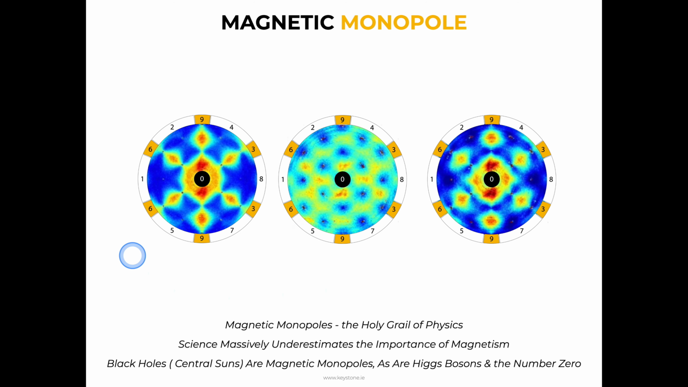If we overlap the Stargate maths, it's even more obvious. Our 3, 6, and 9. The blue area in both of these represents the 1 2 4 8 7 5. And on this one, we have our 6 inner sections and our 12 outer ones. 1 2 3 4 5 6 7 8 9 10 11 12. Black holes, Higgs bosons, and the number 0 are all magnetic monopoles.